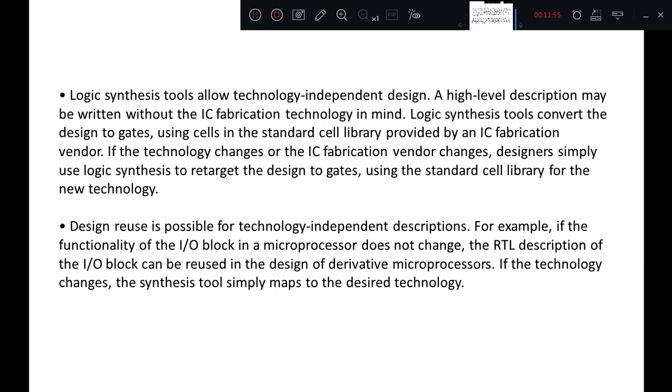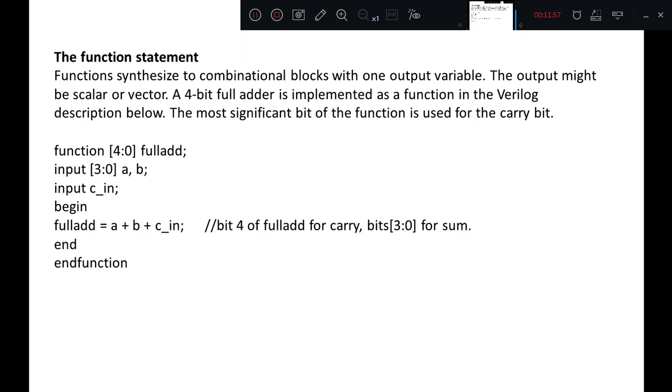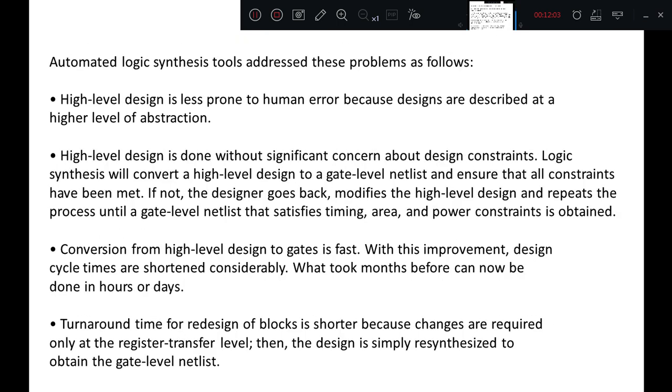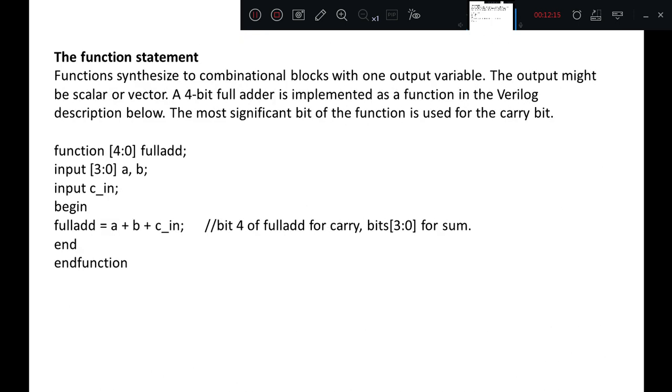In this class, we have seen the impact of logic synthesis. We have analyzed the manual process as well as the automated logic synthesis tools process. What were the problems faced earlier, and how they are taken care of by automated logic synthesis tools used nowadays. We have also discussed a function statement, how a function statement written in an HDL module is converted to hardware or into gates. In this example, it is converted to a 4-bit ripple carry adder. We'll continue in the next class.